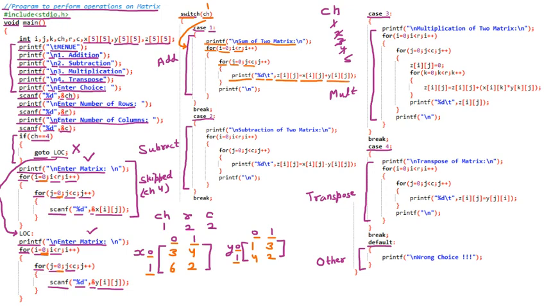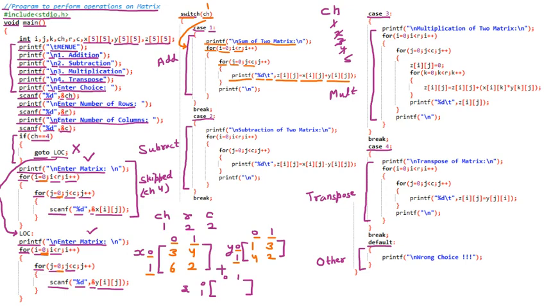z[i][j] is equal to x[i][j] plus y[i][j]. Now if the addition is performed, then how will it happen? So addition of x plus y, there we have mentioned x plus y, and that we are taking into z. So what will z be? z is the same 2 cross 2, so there we are having 2 cross 2, 0 and 1, 0 and 1, so this is the z.